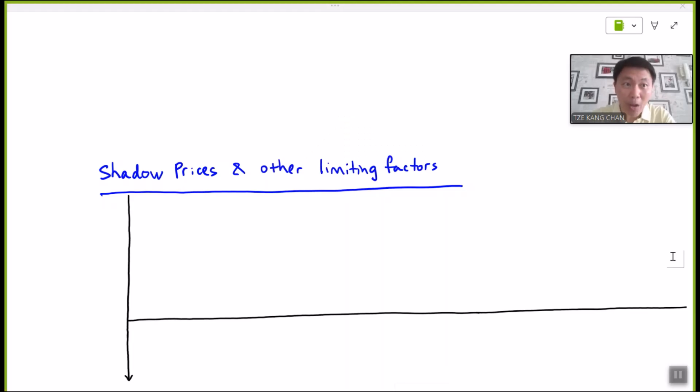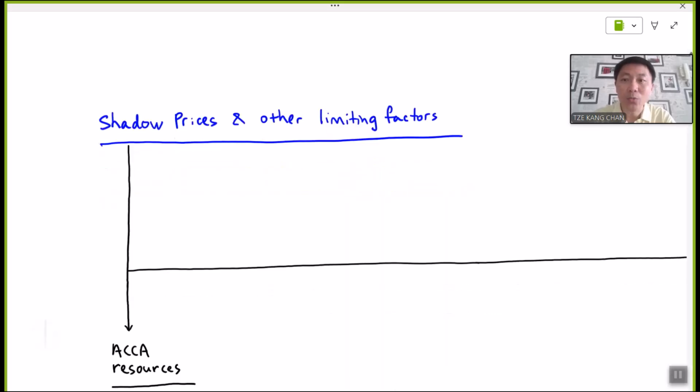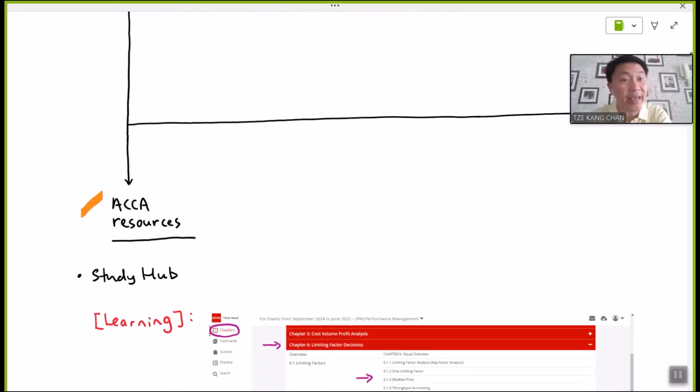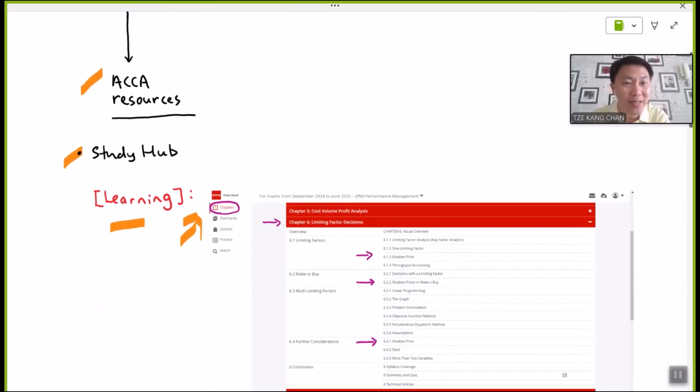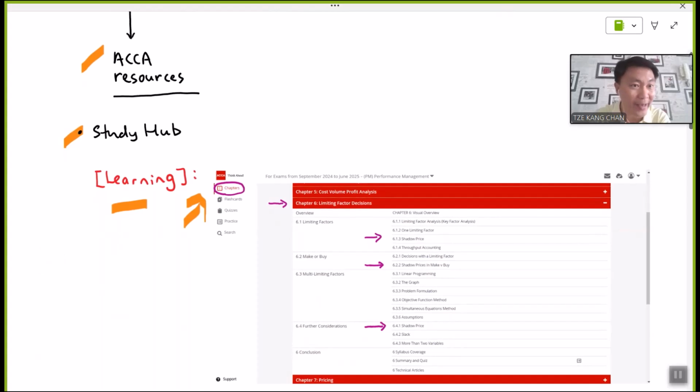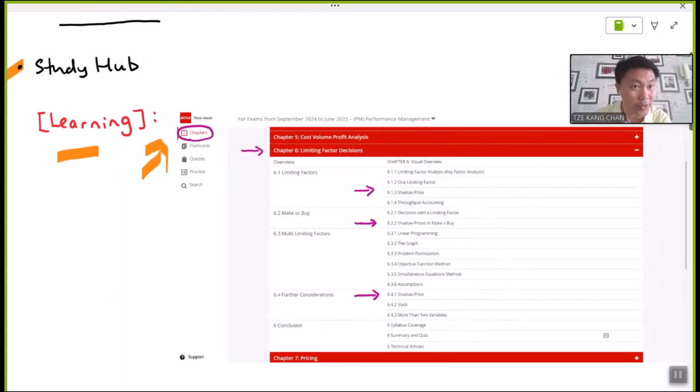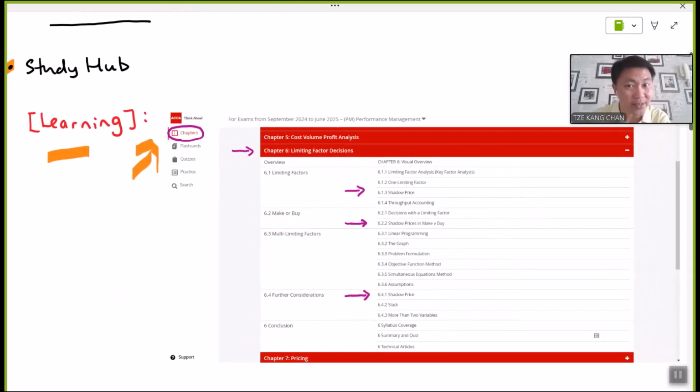This part of the video on shadow price and other limiting factors will mainly refer to ranges of ACCA resources, primarily Study Hub. For learning purposes, you are advised to spend time on chapter 6, in particular on shadow prices and other limiting factors. As you may see, there are three main sections in this chapter 6 on shadow prices, which I will classify into type 1 for the first and the third sections on shadow prices, and finally type 2 for the decision on shadow prices pertaining to make or buy.